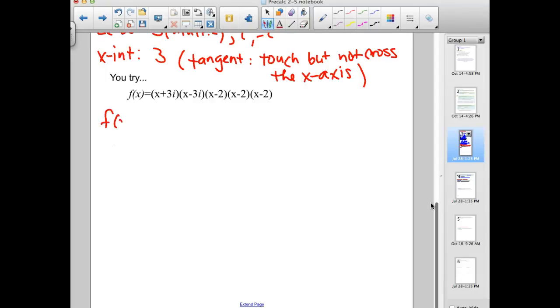All right, checking. We have x plus 3i times x minus 3i. Those are conjugates. So we can FOIL those together and get x squared minus 9i squared.